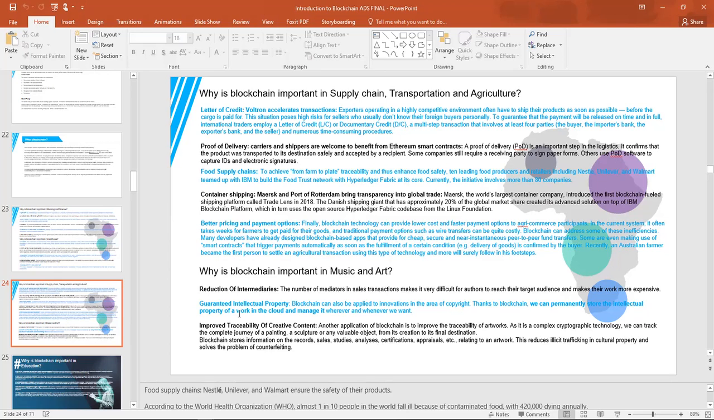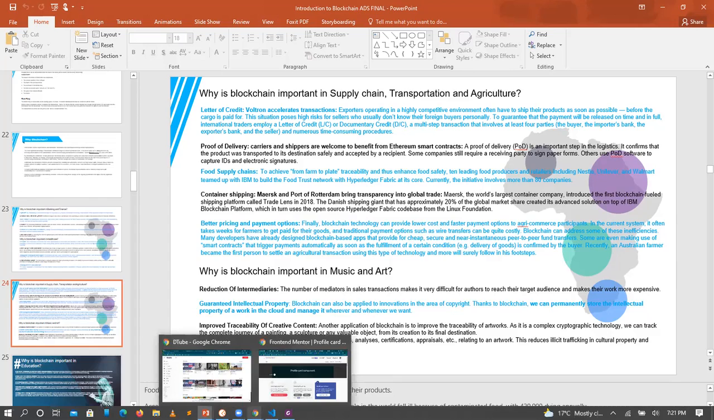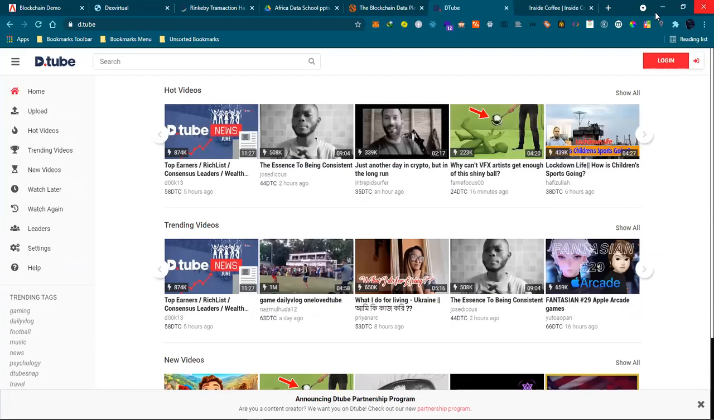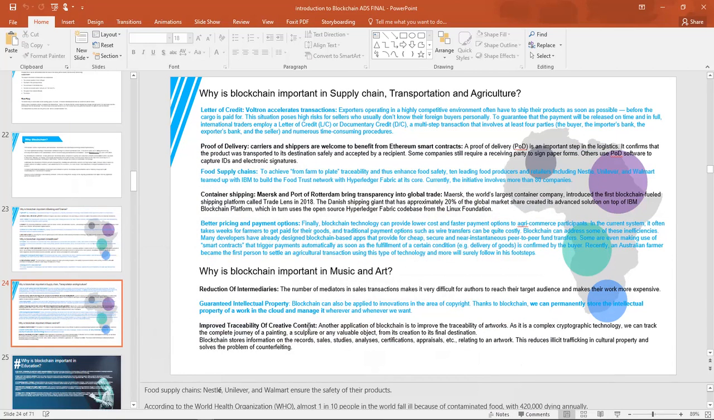Improved traceability of creative content. The same thing DTube is doing. Another application of blockchain is to improve the traceability of artworks, as it is a complex cryptographic technology. We can track the complete journey of a painting, a sculpture, or any valuable object from its creation to its final destination. So blockchain stores information on the records, sales, studies, analysis, certification, appraisal, etc., related to an artwork. This reduces illicit trafficking in cultural property and solves the problem of counterfeiting.